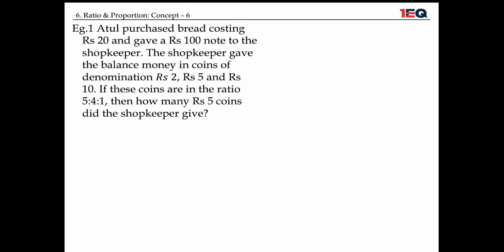Atul purchased bread costing rupees 20 and he gave a note of 100 rupees to the shopkeeper. The shopkeeper gave the balance money in coins of the denominations 2, 5 and 10. Firstly, you need to tell me what the balance money is. The balance money here is 100 minus 20, which is equal to 80. 100 was the total amount that he gave, 20 was the bread that he took home. So 80 is the balance amount, which was split into 2, 5 and 10 rupee coins.